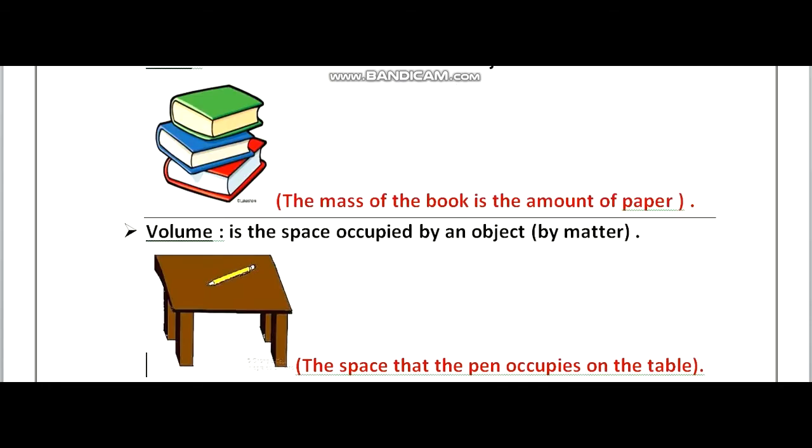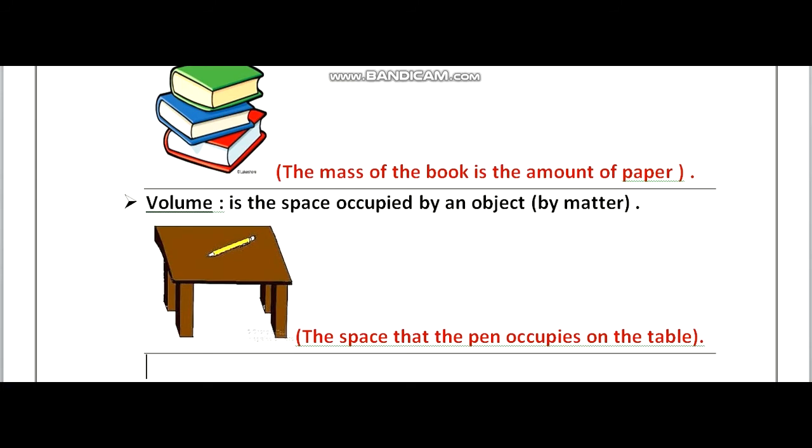And now let's talk about volume. Volume is the space occupied by an object. What does this mean? Look at this picture. You can see a pen on a table. The space or the place which the pen takes on the table is called volume. So, the space that the pen occupies on the table is the volume of the pen.